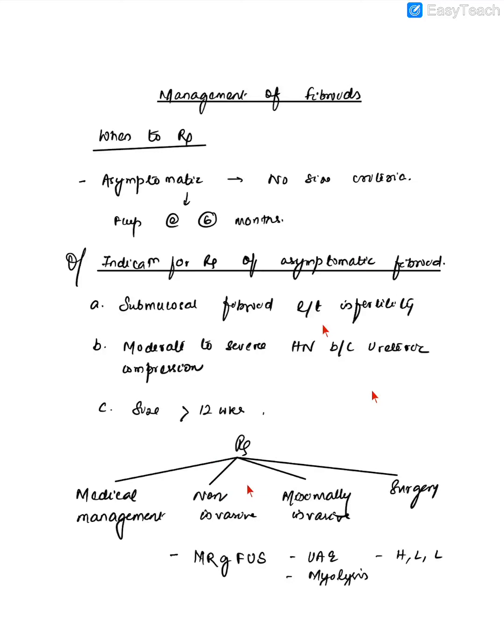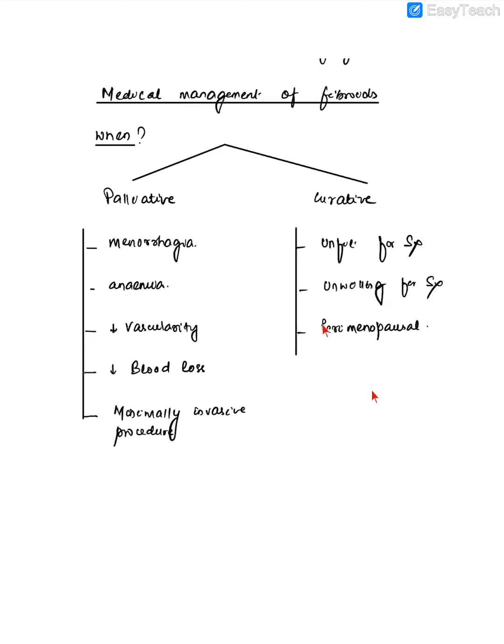So the treatment options are medical management, non-invasive procedures, minimally invasive procedures, and surgery. In non-invasive procedures, we have MRgFUS, and in minimally invasive procedures, we have uterine artery embolization and myolysis. Surgery options are hysterectomy, laparoscopy, laparotomy, and myomectomy, obviously.